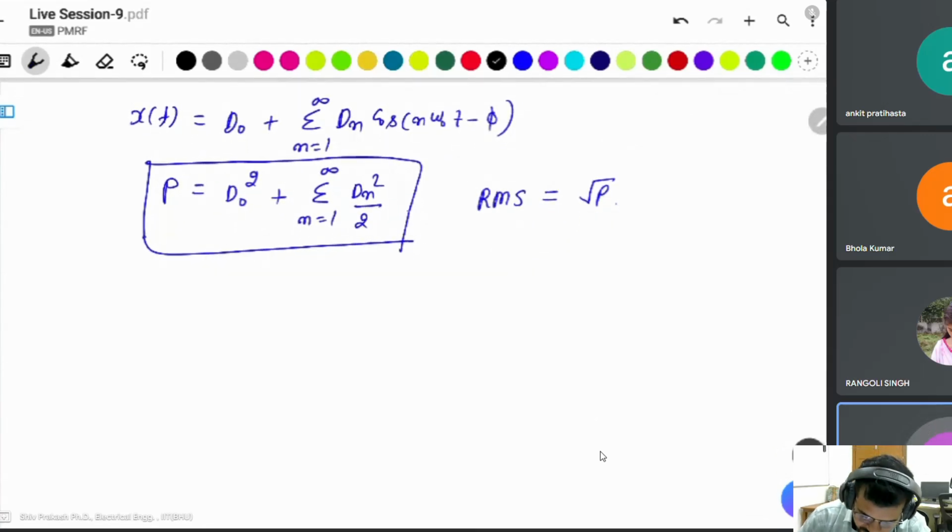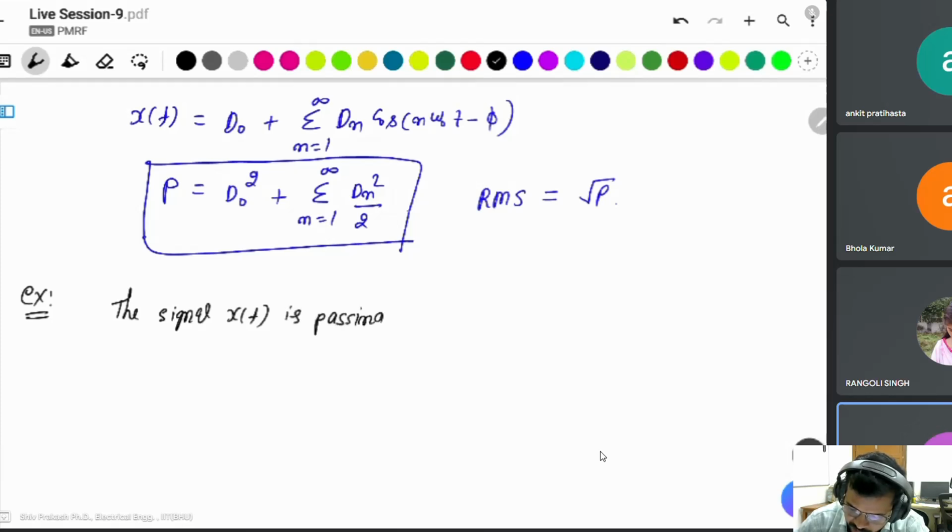Let's do an example. A signal x(t) is passing through a filter h(t), then find the output waveform and its power.